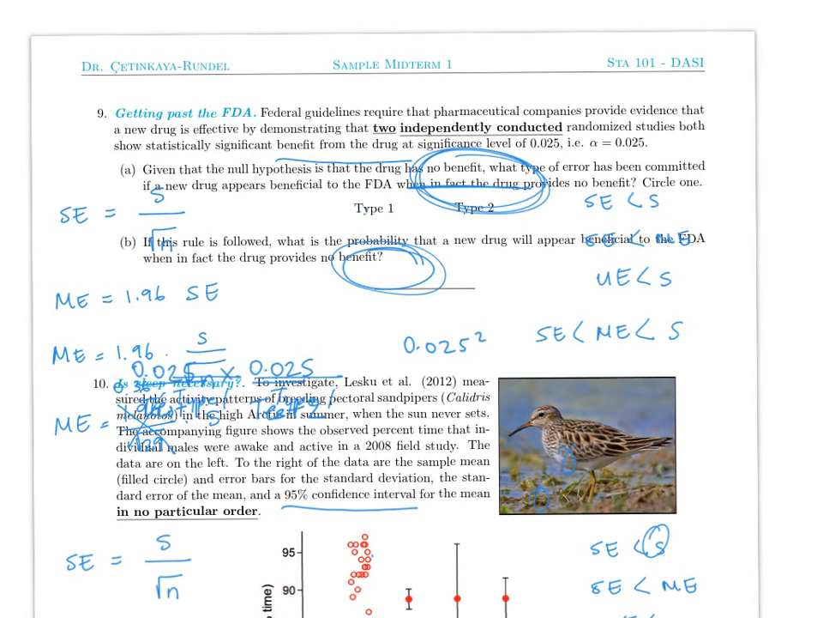Other questions? Yeah? For number 7. On this? Yes.